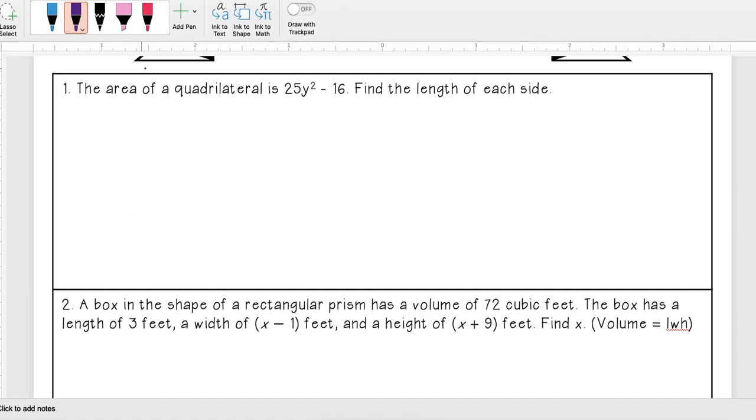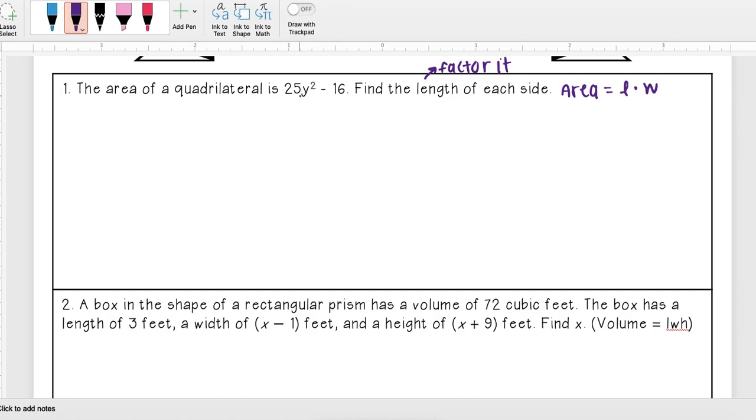So I know the area is this, and I also know the area is equal to length times width. I want to find the length of each side. So I want to find what my length is and what my width is. So really, this is just telling me to factor it. When I factor it, I'm breaking up that area into the factors of it, and that's going to find the length of each side.